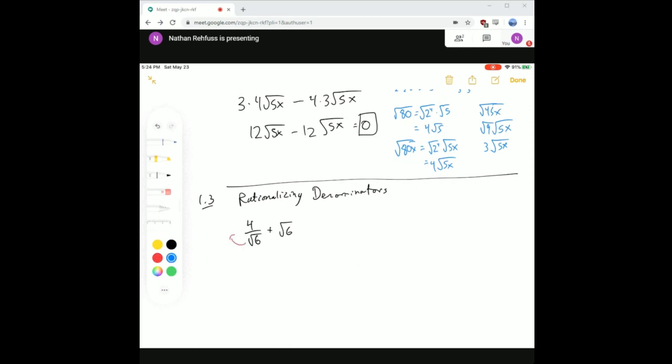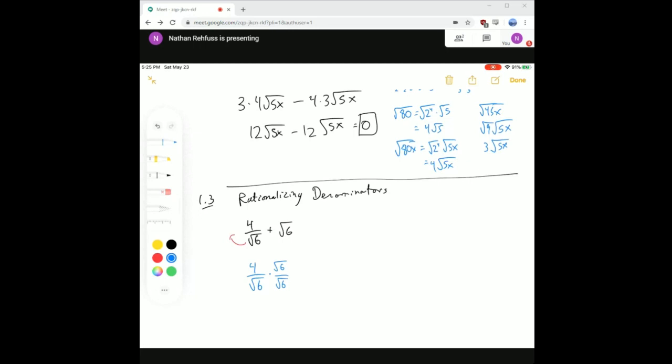If I have 4 over root 6, I'm going to use a trick I used earlier in this lesson. I'm going to multiply the top and bottom by the same amount. In this case, it's going to be root 6 over root 6. See, I'm multiplying by the same thing divided by itself. You could cancel them back out and be where you started. This doesn't change the value.